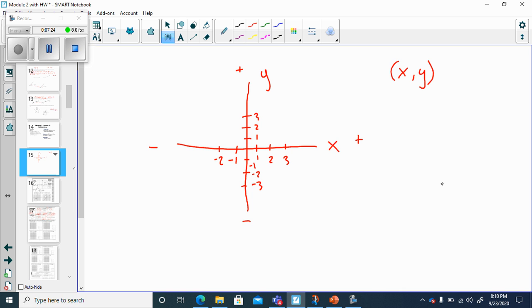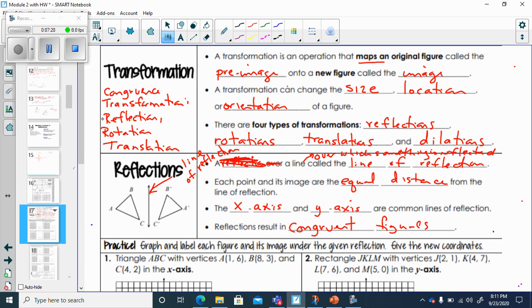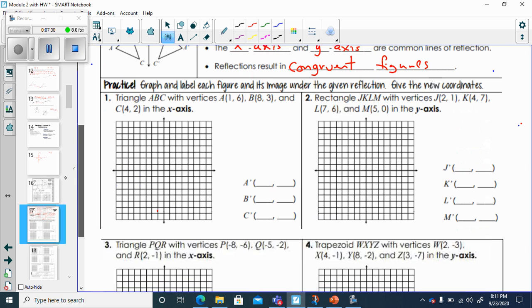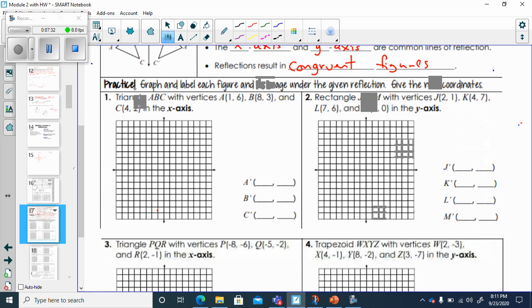Okay, now we're going to try one of these over here. The first thing it tells us to do is graph and label each figure and its image under the given reflection. Give the new coordinates. So let's take triangle ABC with vertices. Vertices is where a figure bends. A is at 1, 6, B is at 8, 3, and C is at 4, 2. We need to plot those and make the triangle.